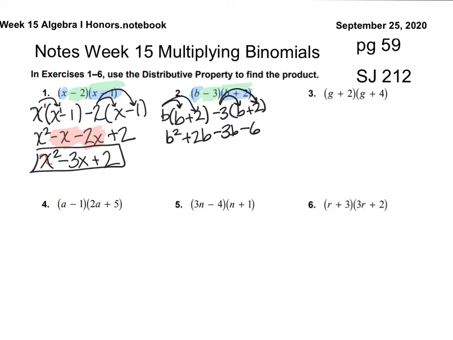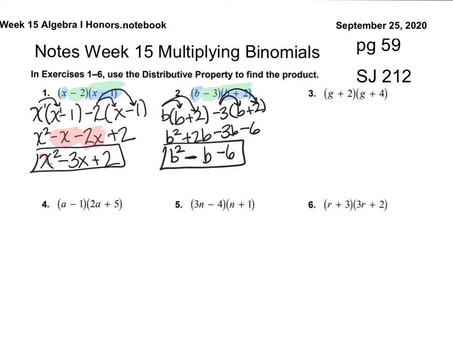Combine like terms. B squared does not have a like term. 2b plus negative 3b is negative 1b. Remember, that 1's understood to be there. And negative 6 does not have a like term. That is my answer. Moving on to the next one.